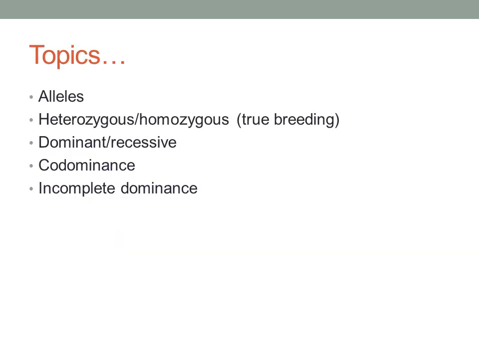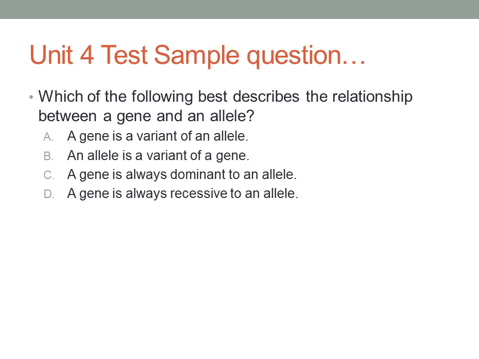So here are some of the topics we'll be talking about: alleles, heterozygous versus homozygous, dominant versus recessive, codominance, and incomplete dominance. So let's get started with this first question. This is a review question.